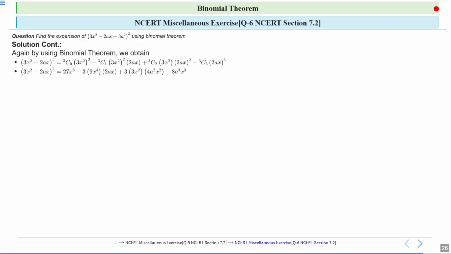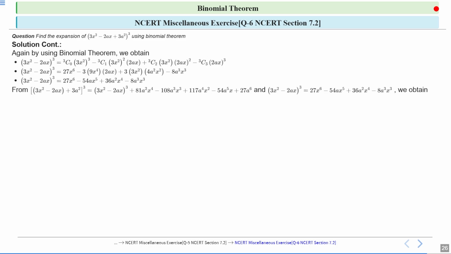Then you will get this is equal to 27x to the 6 minus 3 times 9 times x to the 4 times 2ax plus 3 times 3x square times 4a square x square minus 8a cube x cube. Further simplifying, (3x square minus 2ax) whole cube is equal to 27x to the 6 minus 54a x to the 5 plus 36a square x to the 4 minus 8a cube x cube.